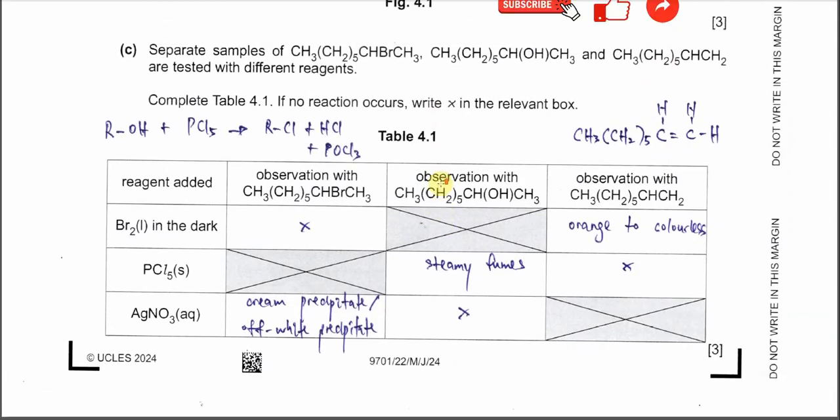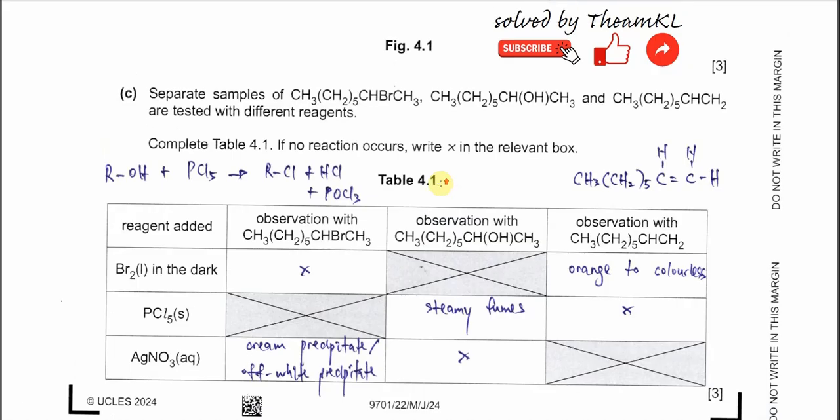Part C. Separate samples of these three compounds: this is a halogenoalkane, an alcohol, and this one you need to be careful, this is actually an alkene. There is a double bond here. Complete table 4.1. If no reaction, just put a cross.